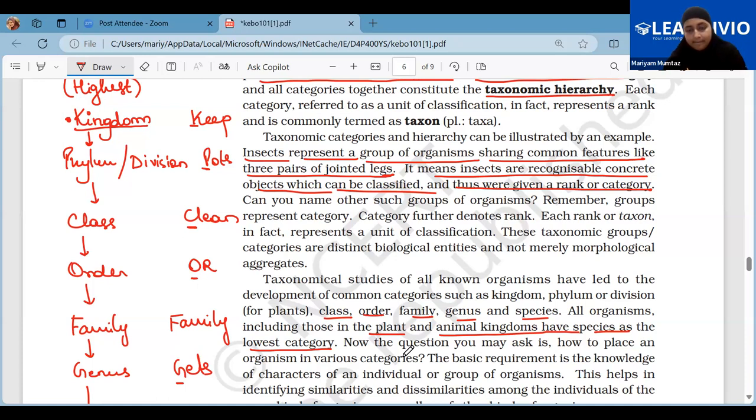Ma'am, the number of organisms will increase or decrease? The number of organisms starting from highest to lowest will decrease. The number of similarities will increase. Clear? Yes, ma'am. Any doubts up till now?